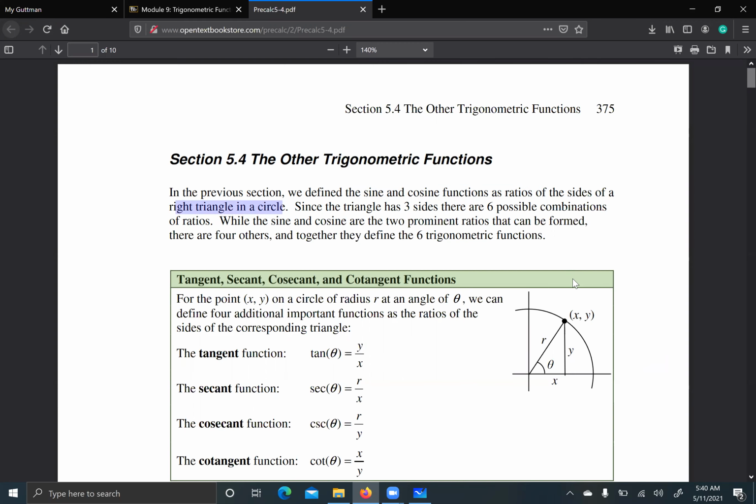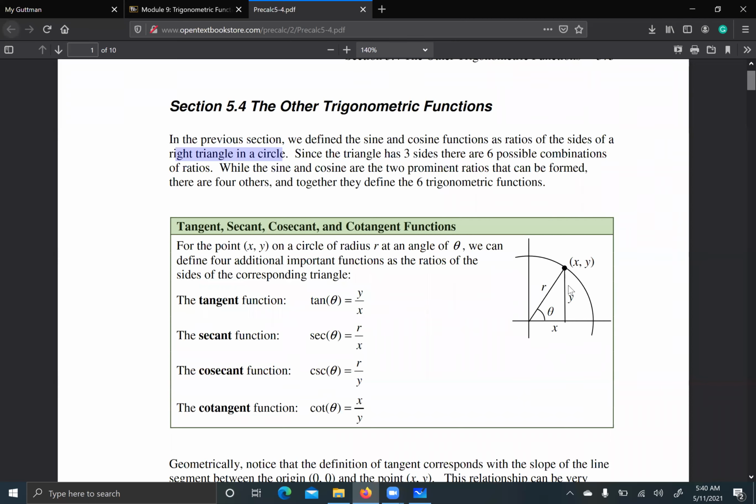But pay attention that a triangle has three sides. Because we are taking ratios when we define sine and cosine, there are other possible ratios to take to define new functions. So I'm gonna draw.